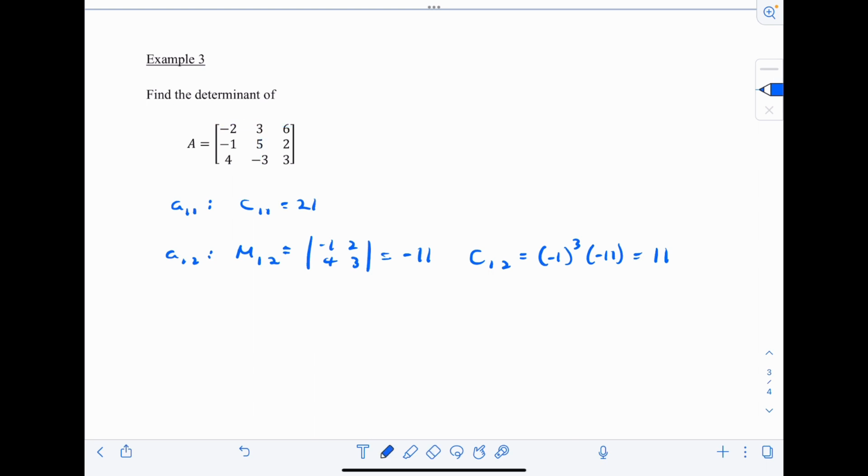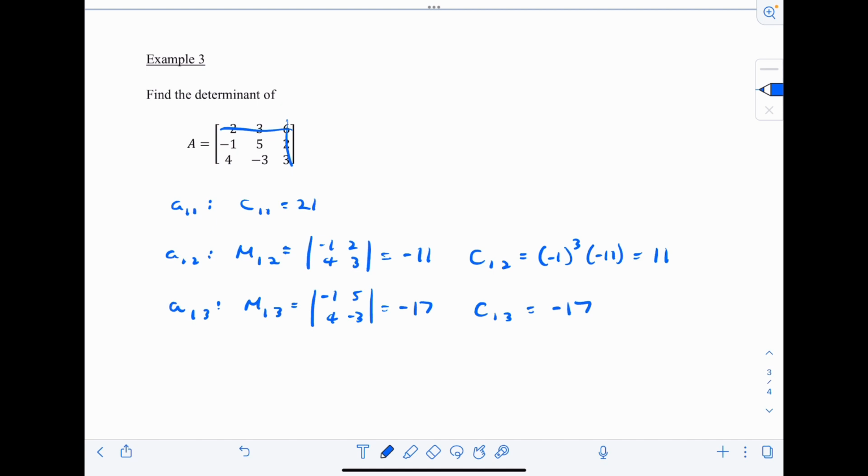So now a13, the minor. Crossing off the row and column that the 6 is in, we're going to find the determinant of [-1, 5; 4, -3], which is 3 minus 20, or -17. And the cofactor, we've got an even exponent, so we're just going to keep it the same, at -17. Okay, so we have our 3 cofactors.